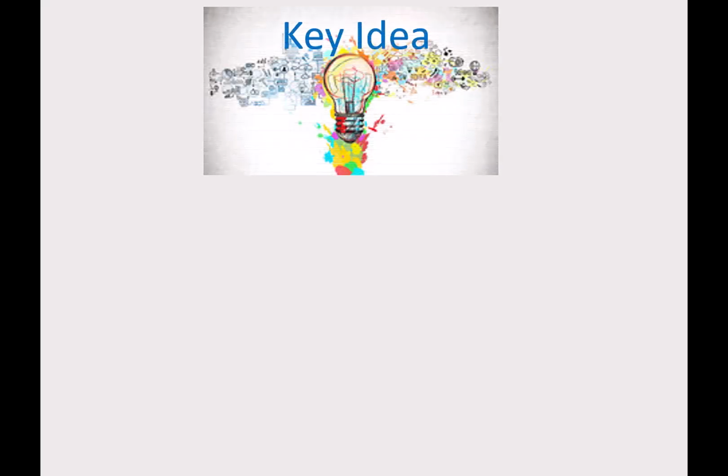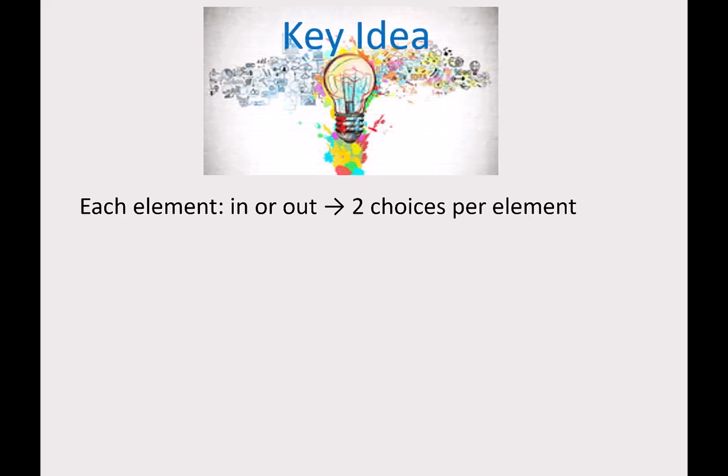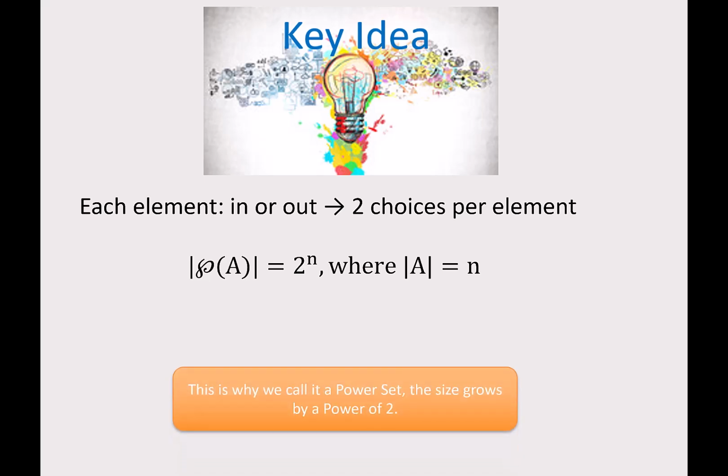Let's expand that by looking at the key idea behind why this is a power set. I want you to think about each element in our original set. When we form a subset, each element is either in or out, so every element has 2 choices. Because each element has the 2 choices, with n elements in a set, there are 2 to the n possible subsets. This is why we call it a power set. The size grows by a power of 2 every time we add another element.